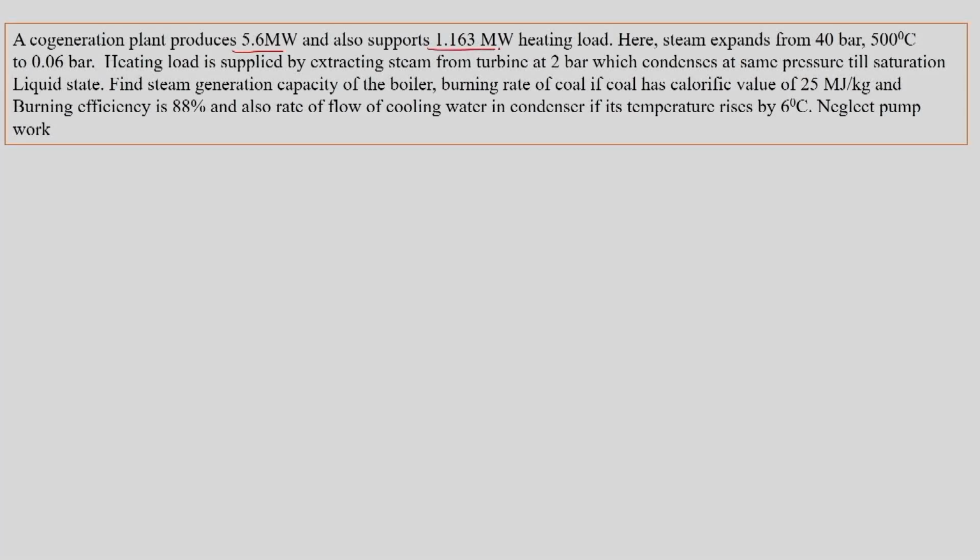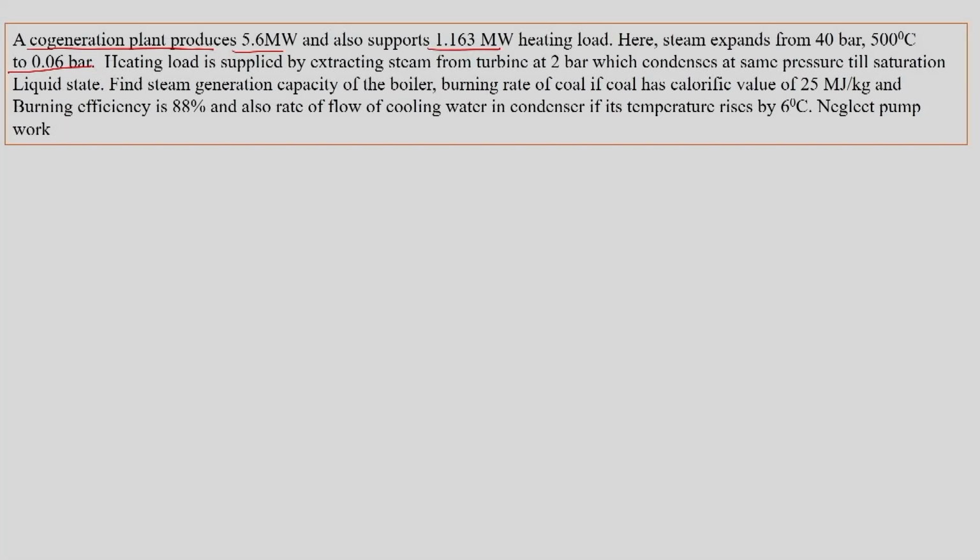This example says that a cogeneration plant produces 5.6 megawatt and also supports a 1.163 megawatt heating load. So this is the work produced and this is the heat load. We have to understand that this is a cogeneration plant. Here steam expands from 40 bar and 500 degrees Celsius to 0.06 bar. The heating load is supplied by extracting steam at 2 bar, which condenses at the same pressure till the saturated liquid state.